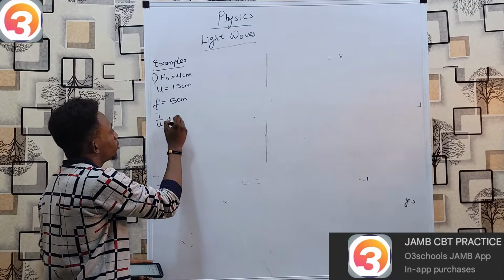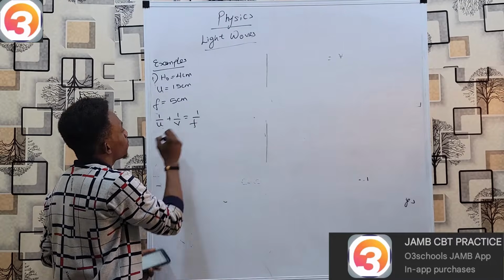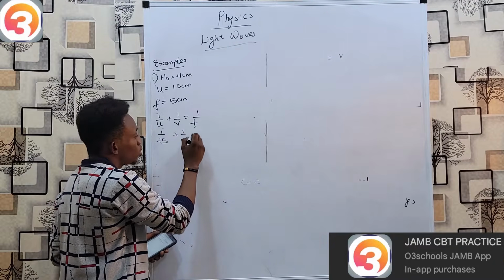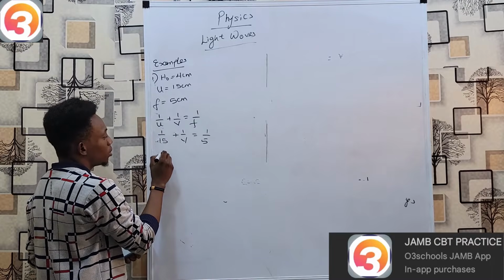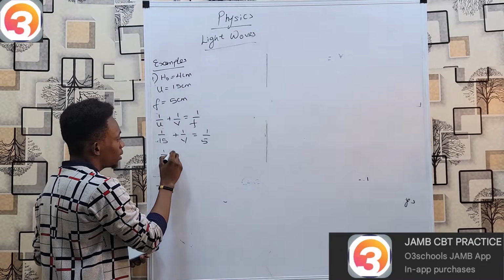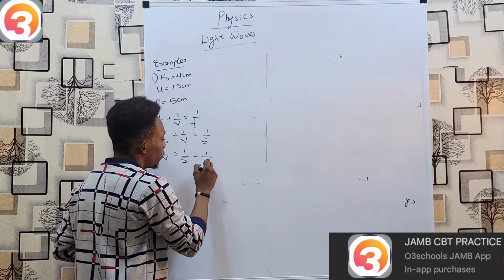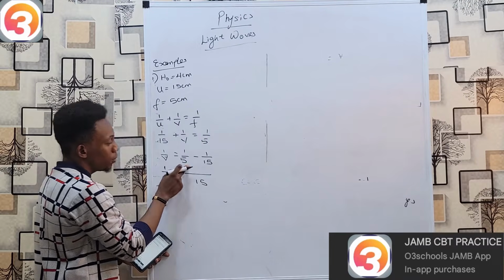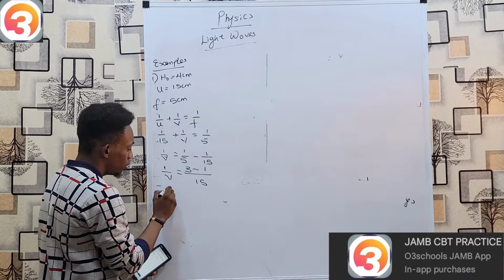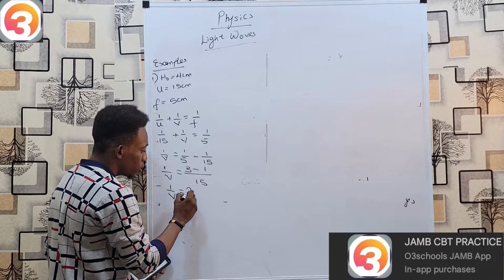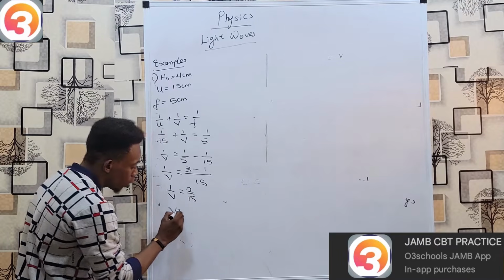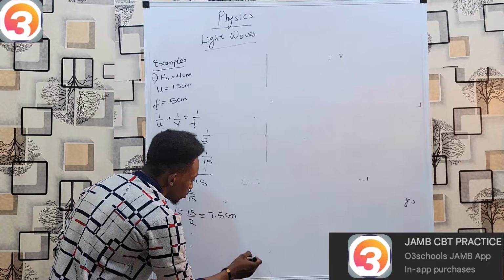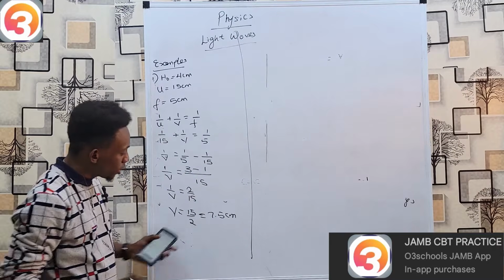Remember, 1 over u plus 1 over v equals 1 over f. So 1 over u, which is 15 in this case, plus 1 over v, which we do not know, equals 1 over 5. Correct terms. 1 over v, let's keep that here, equals 1 over 5 minus 1 over 15. The LCM of 5 and 15 is 15. 15 into 5 is 3. 15 into 15 is 1. That means we'll be having 3 minus 1, 2 over 15. And v equals 15 over 2, which is 7.5 centimeters. So our image distance is 7.5 centimeters.